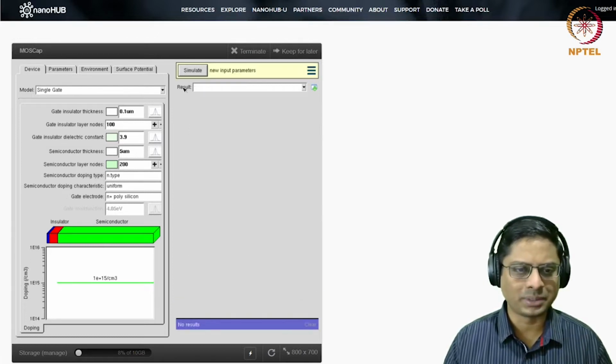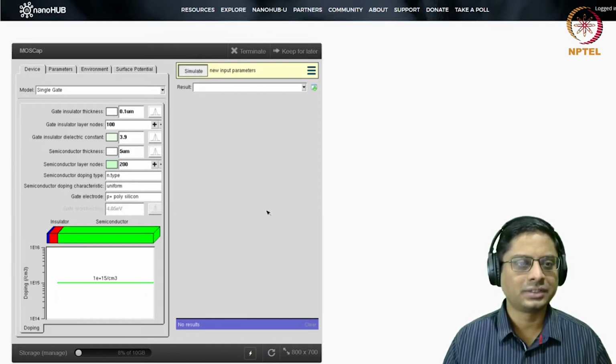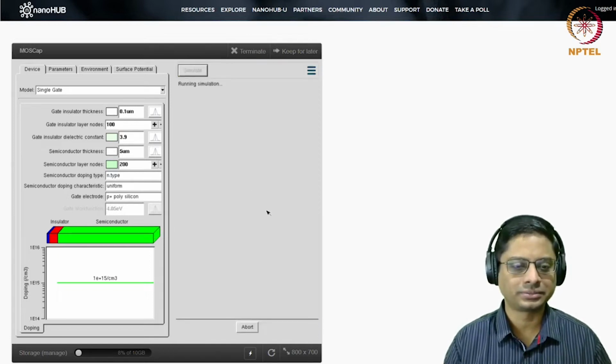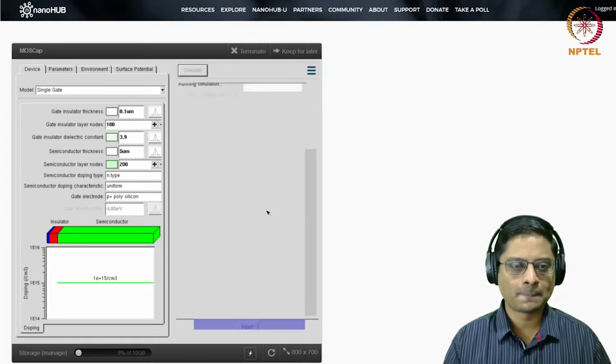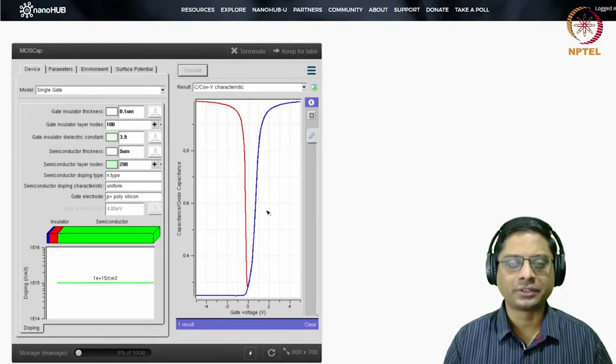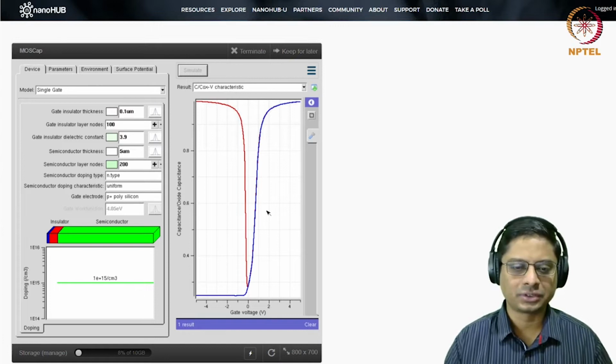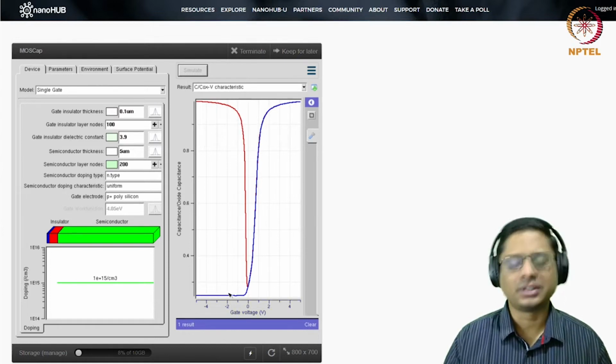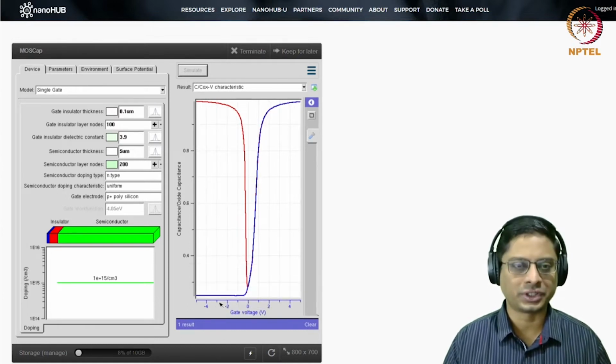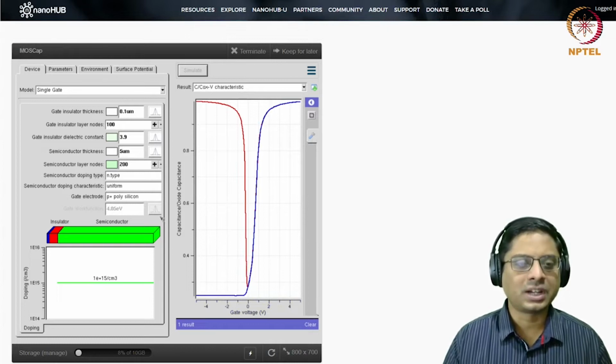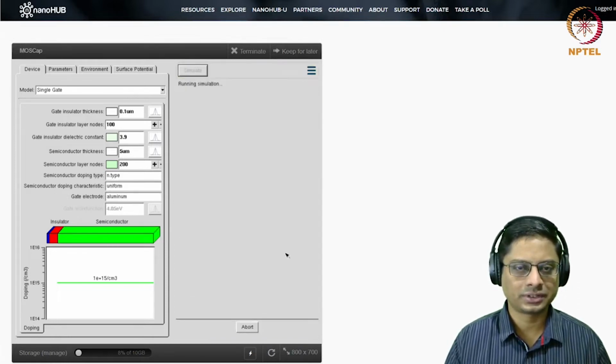Okay, N-type, and let's choose P plus polysilicon and then run the simulation. So this is what you have, a PMOS device, so that it is going into inversion when you have negative voltages. But now, if I choose, let's say, aluminum gate instead of polysilicon gate, what would happen to this?